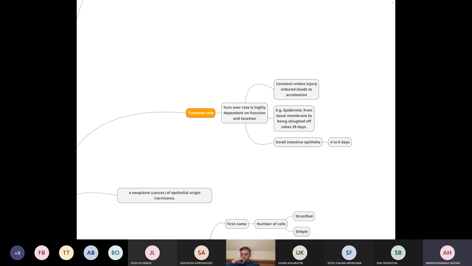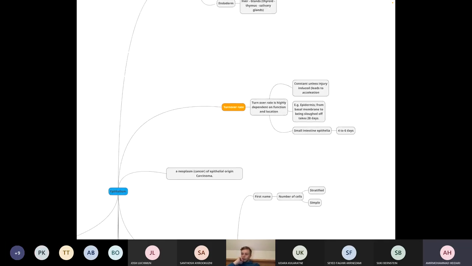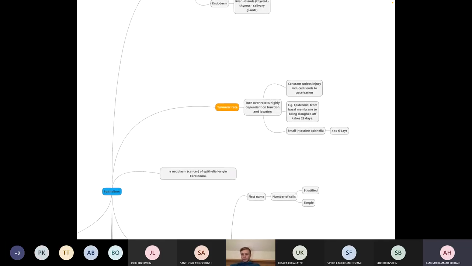I think with psoriasis and other things that could cause inflammation and injury, you get accelerated turnover. Inflammation would cause signals to be released that would signal the basal cells at the bottom of the epidermis to turn over. But remember that higher turnover wouldn't necessarily mean higher chances of you getting cancer from that specific tissue.